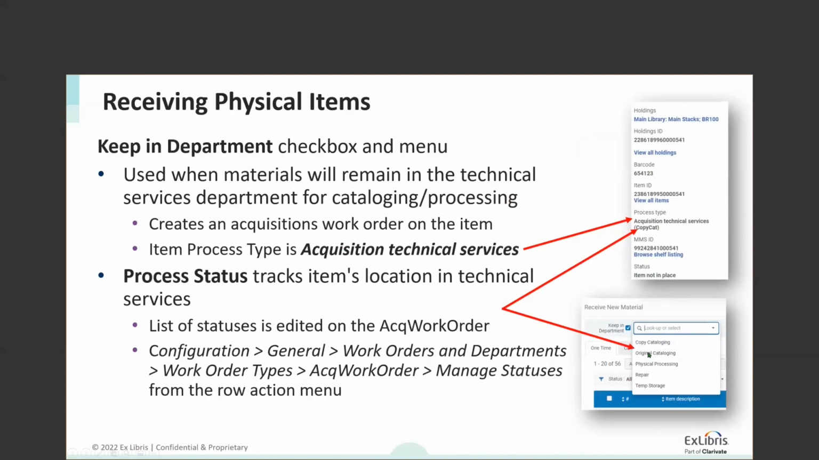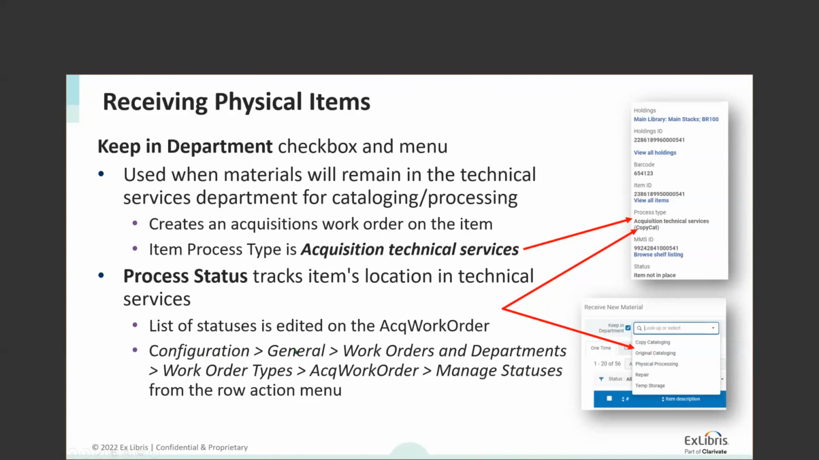And then that process status, this drop-down list, tracks an item's location in tech services. So this list you can customize. How many stops do you have back in tech services? The whole benefit is for you and your staff to be able to put your hands on material. So again, do with that list what you need. This is broken down in this environment to copy cataloging, original cataloging, physical processing, repair and temp storage. Do what you need there.